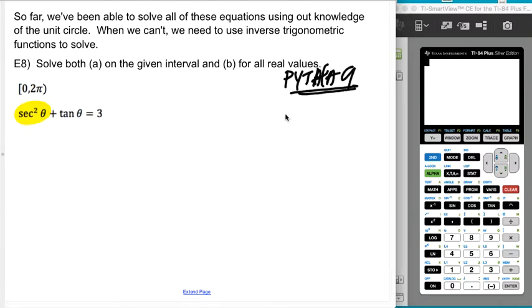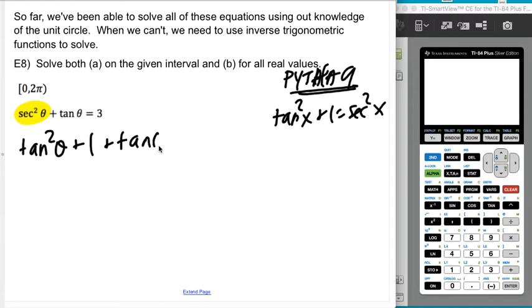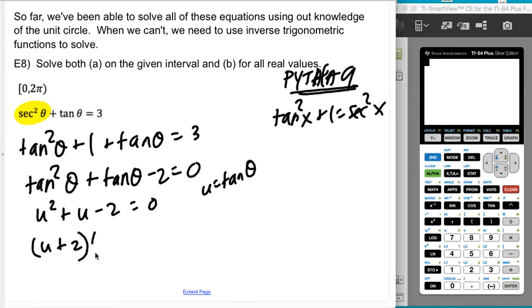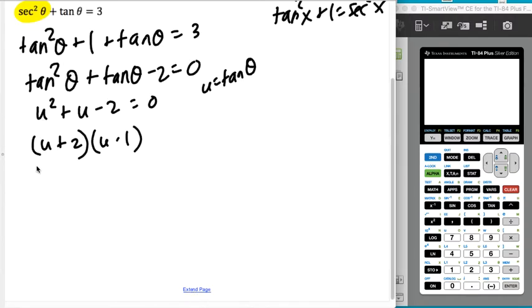I know that there's a Pythagorean identity that tangent squared plus 1 is secant squared. So I'm going to go ahead and say, hey, this is tangent squared theta plus 1 plus a tangent equals 3. So if I move everybody to one side, because in order to factor, I have to have a 0, right? I'm going to get tangent squared plus tangent minus 2. My u is tangent. So I'm going to get u squared plus u minus 2 is 0. So that's u plus 2, u minus 1. So tangent theta plus 2, tangent theta minus 1.